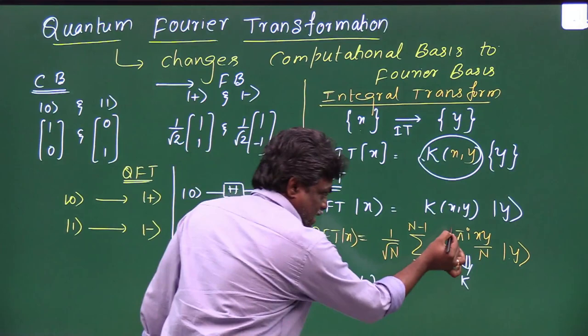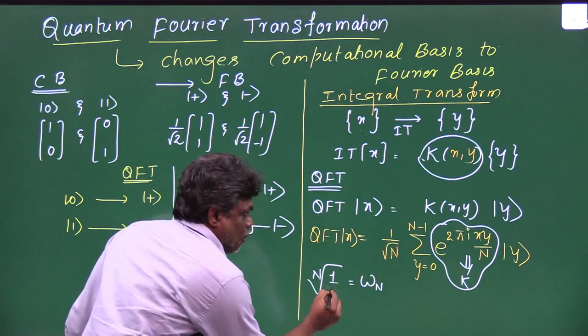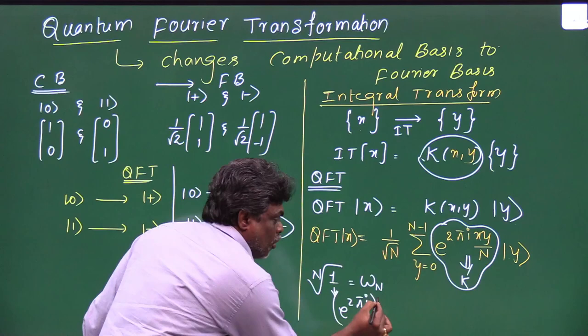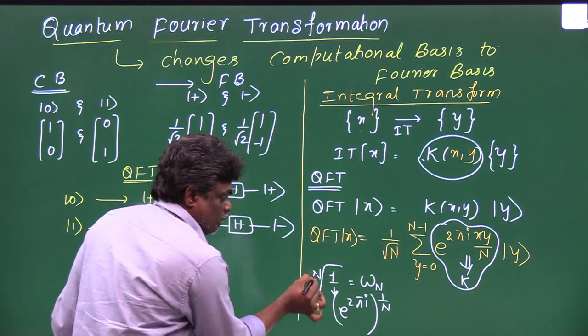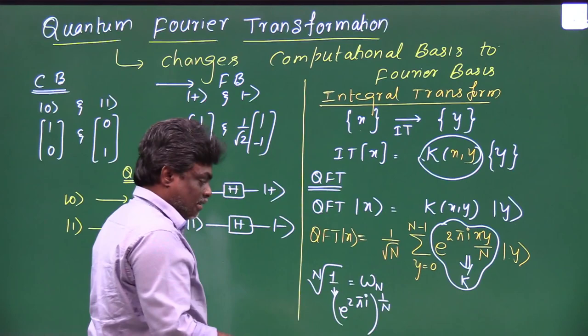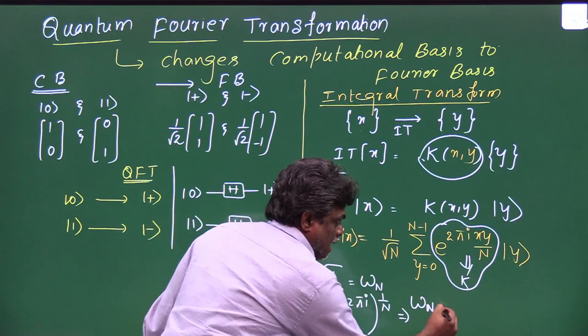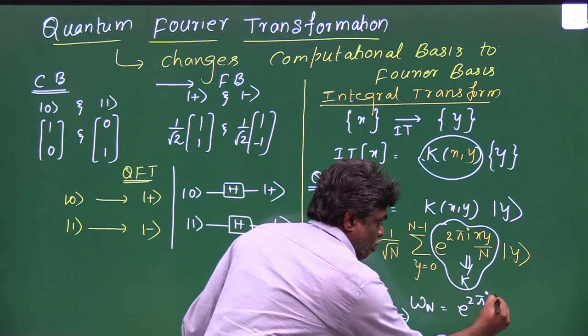Actually, what I am saying is, see carefully, 1 can be written as, I hope, e power 2 pi i. Isn't it? Whole power 1 by n. The nth root is nothing but whole power 1 by n. That becomes the root for the exponential. So here I have taken the nth root of unity as omega n. So omega n is nothing but e raised to 2 pi i whole power 1 by n. So that's why I can write it as by n.